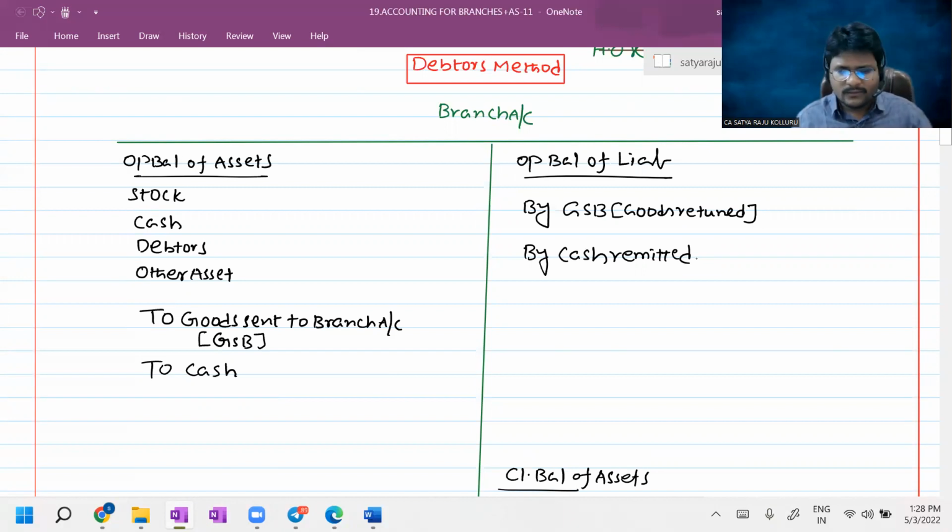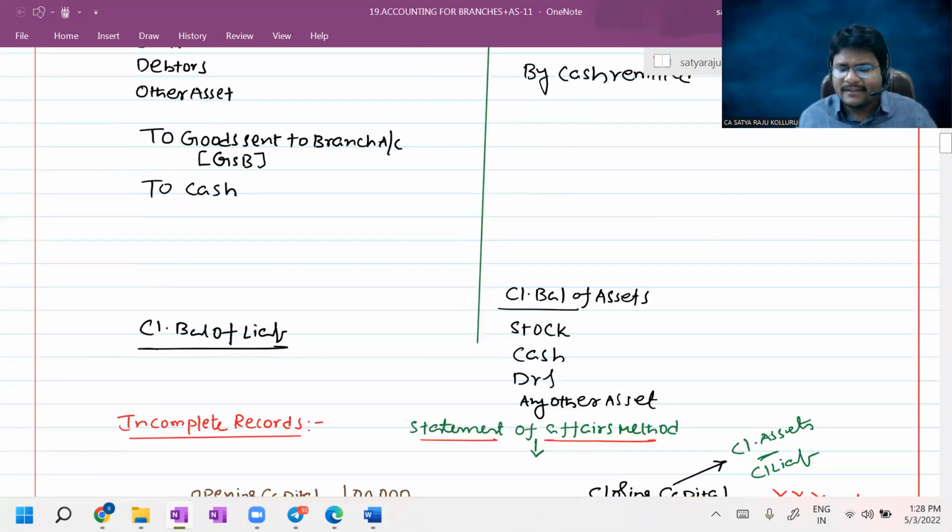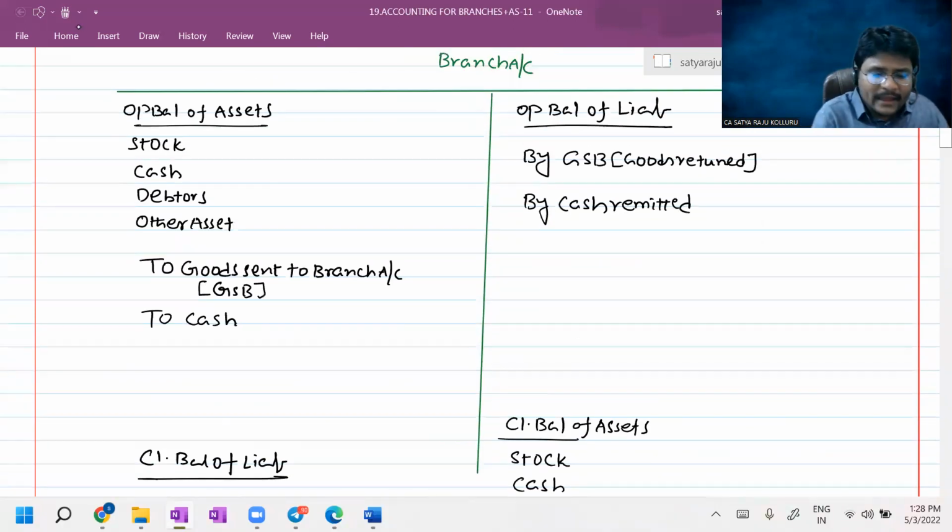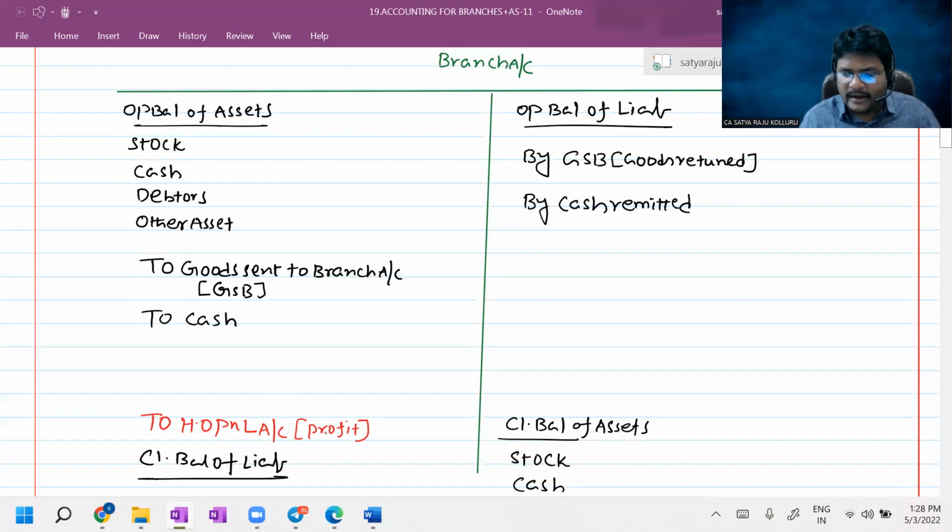Please consider it, all of you. Sir, if you write like this, then you can derive simply the profit or loss of that particular branch, and that particular profit or loss you can transfer to head office P&L account. If it is profit, we show it on this side. For example, if this is a loss, then by head office P&L, we show it on this side.